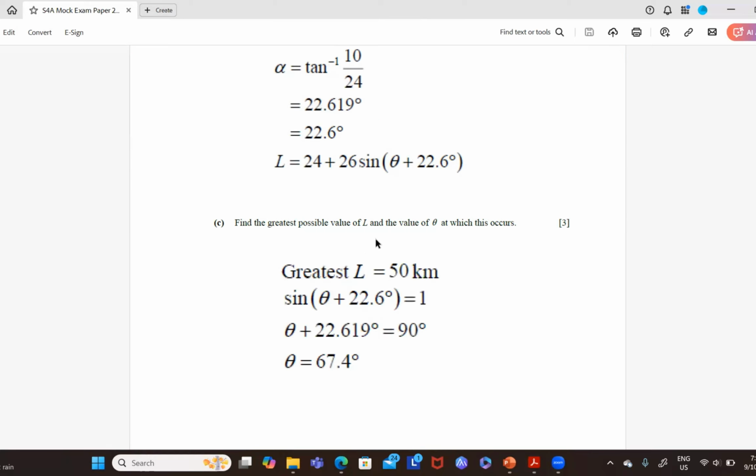Okay, part C, find the greatest possible value of L and the value of theta at which this occurs. So the greatest value of L will be 50. Basically, the sine of the angle has to equal 1. So 24 plus 26 would be 50. So this portion here has to equal 1, so write down sine of this angle equals 1. So sine inverse is 90. So theta equals 67.4.